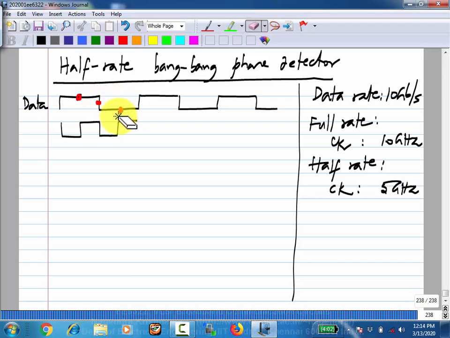So let me draw the clock maybe slightly skewed from the data. For detecting phase at each edge, you will need 3 samples, right? And that we were getting when you had a full rate clock by sampling at the rising edge and the falling edge.